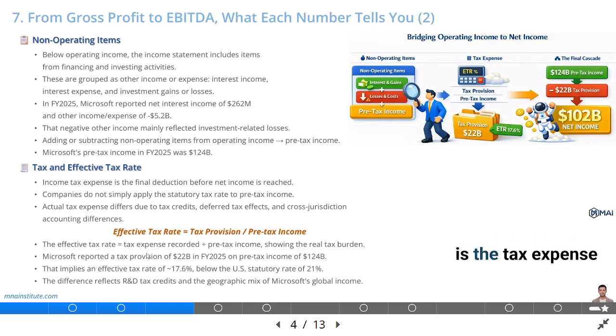The effective tax rate is the tax expense actually recorded divided by pre-tax income, and it shows the real tax burden relative to reported earnings. Microsoft reported a tax provision of $22 billion in fiscal year 2025 on pre-tax income of $124 billion. That implies an effective tax rate of approximately 17.6%, which is below the U.S. statutory corporate rate of 21%. The difference reflects the benefit of research and development tax credits and the geographic mix of Microsoft's global income.